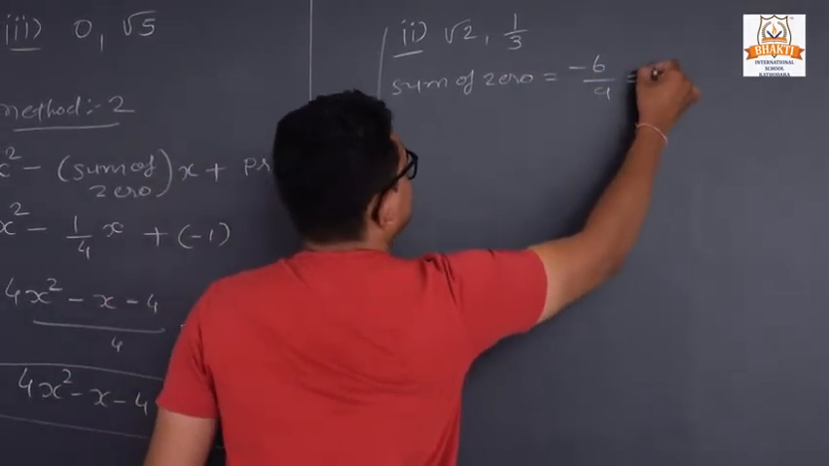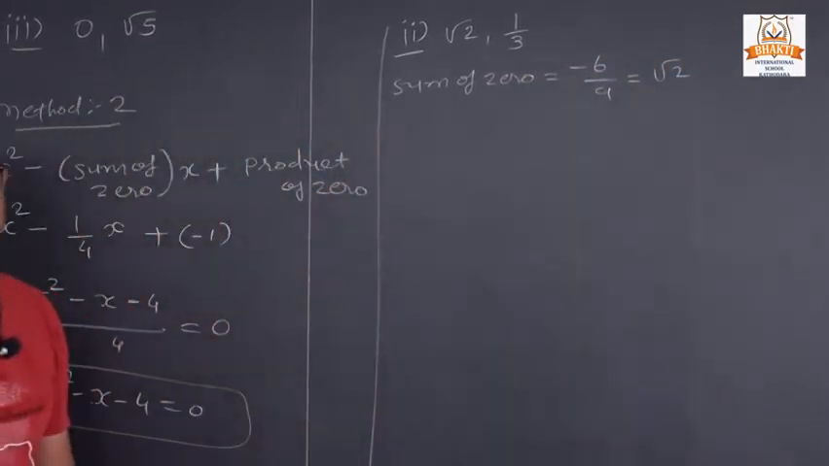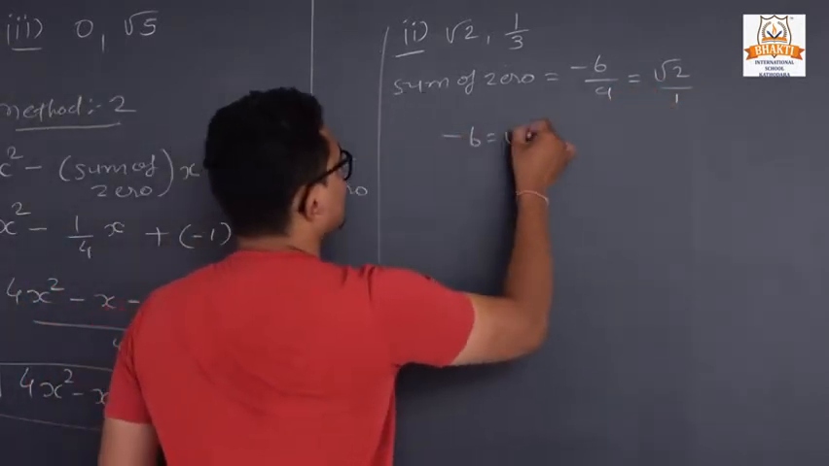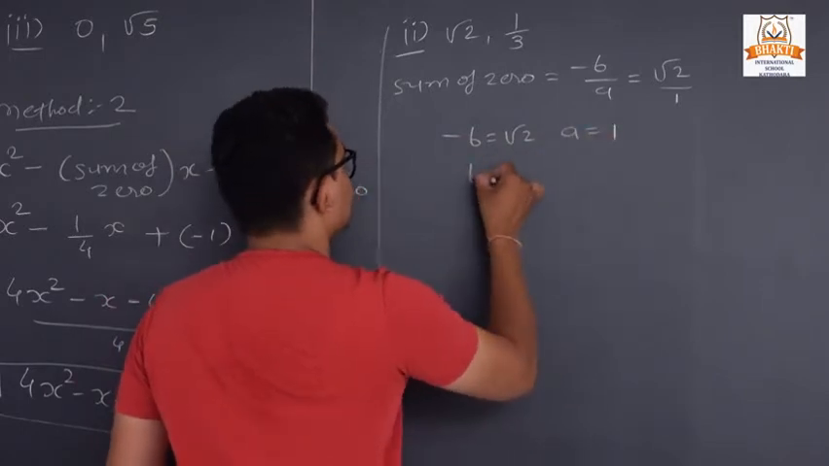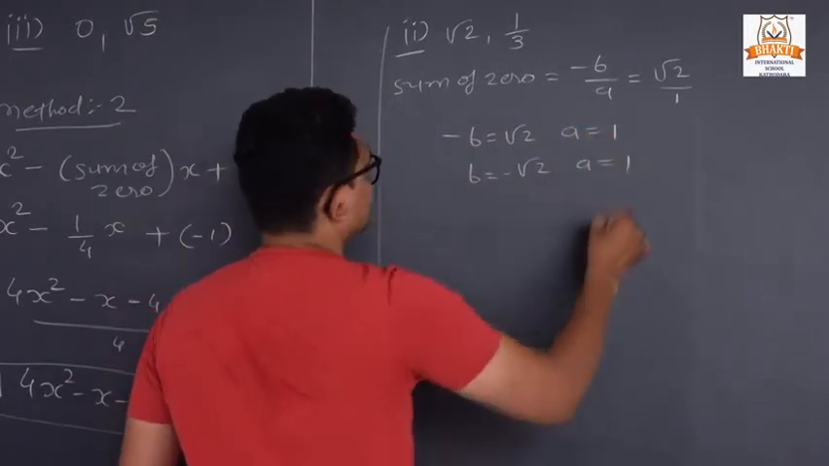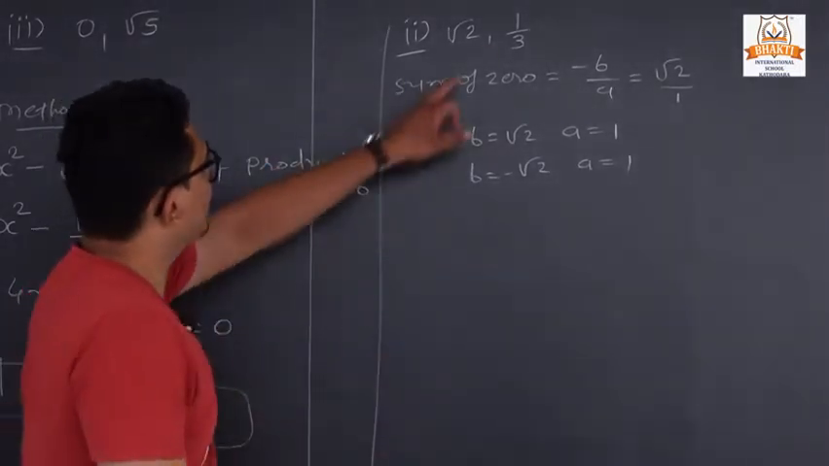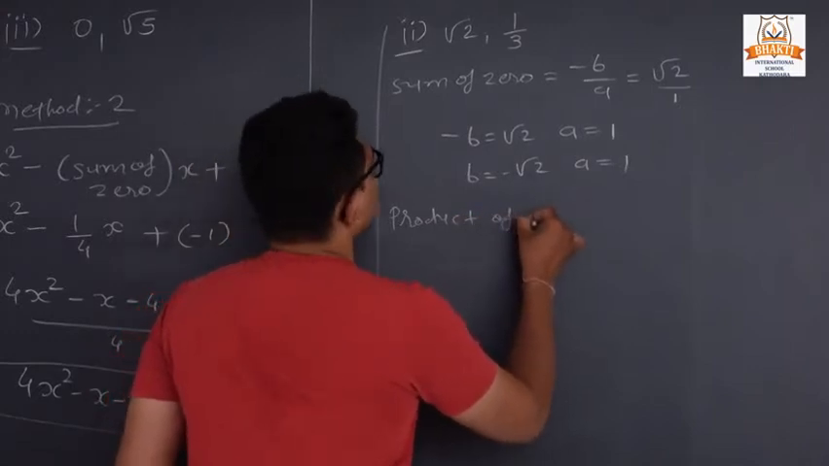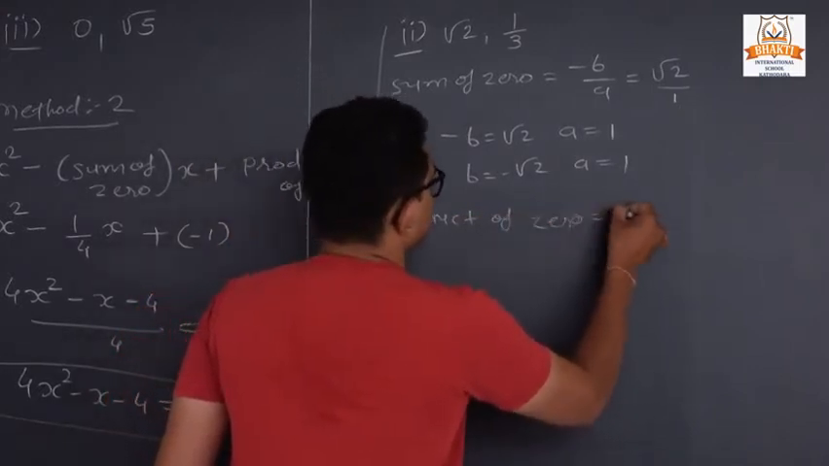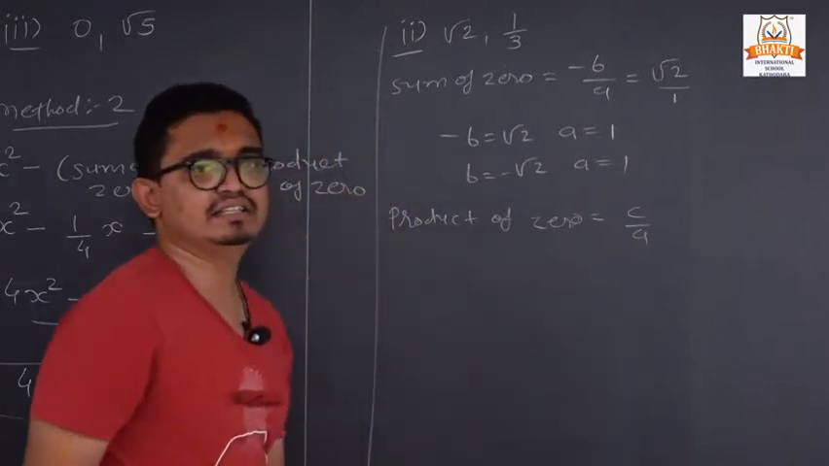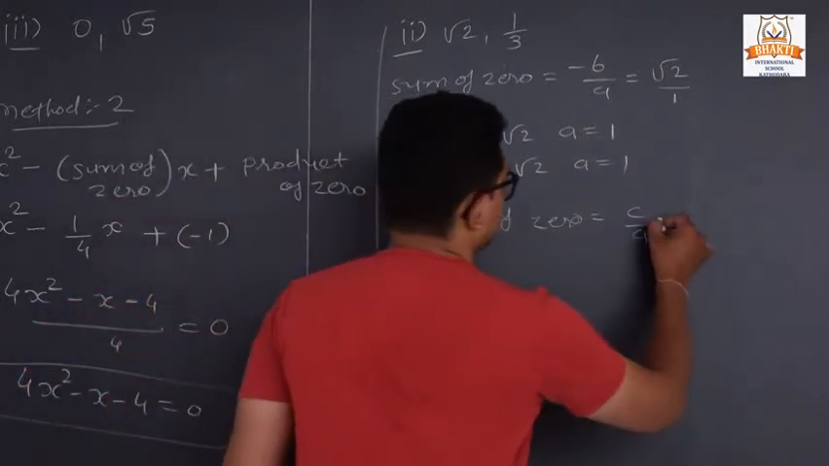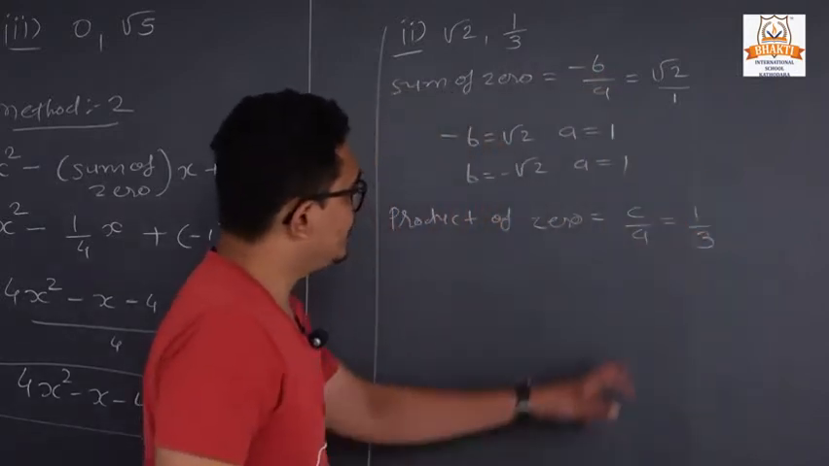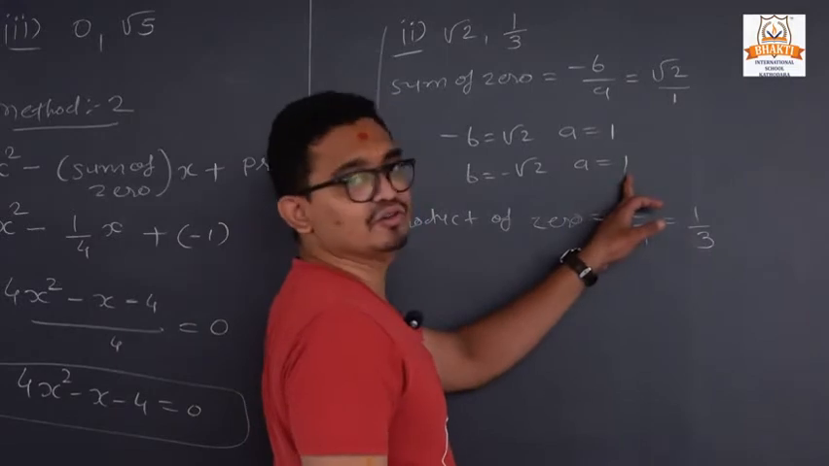So sum of zeros, what is its formula? Minus b by a is equal to the given root 2. We can also write 1 in the denominator. So minus b is equal to root 2 and a is equal to 1. So b is equal to minus root 2 and a is equal to 1. Now the second thing is the product of zeros. What is its formula? c by a. So c by a is equal to what? 1 by 3. Here a is equal to 3 and there a is equal to 1.